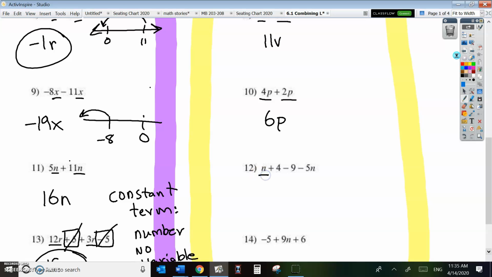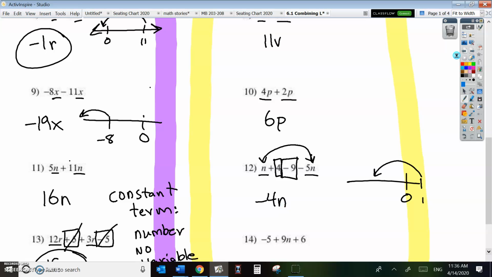There's an n, there's an n. Here's a plus 4 and a minus 9. So put your n's together. 1n and minus 5n. So here's 0, here's 1. You're going to go down to negative 4n. And then negative 9 plus 4. If you owe your parent $9, you pay $4, you still owe $5. Different signs, subtract.